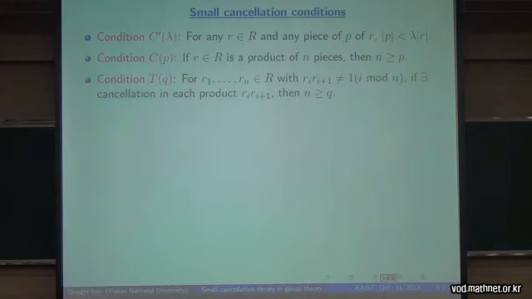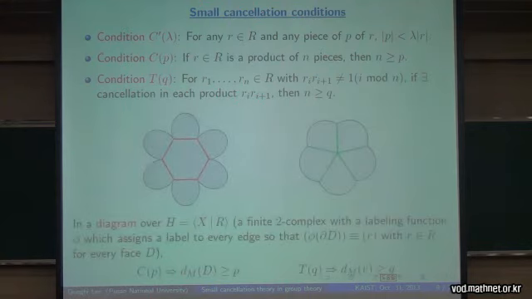Let me interpret this in terms of diagrams. By a diagram over this group presentation, we mean a finite 2-complex with a labeling function, which assigns a label to every edge so that the boundary label of every face equals some relator. So the boundary label of every face corresponds to some relator. That's the diagram.